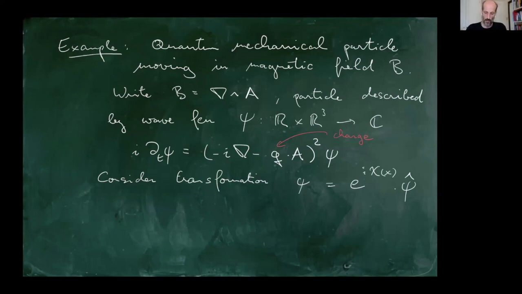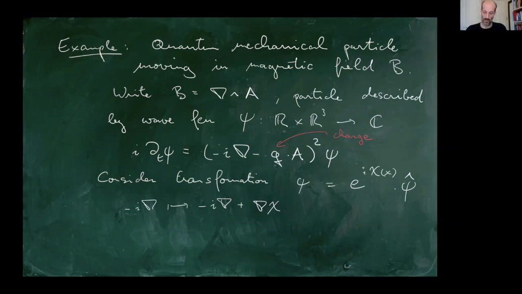So if you look at the equation for psi hat, you notice that it's pretty much the same equation, except that the minus i gradient gets turned into minus i nabla plus gradient chi. So if you just write down the equation that psi hat obeys, it would be exactly the same equation as before, except that the minus i nabla gets turned into minus i nabla plus gradient chi.